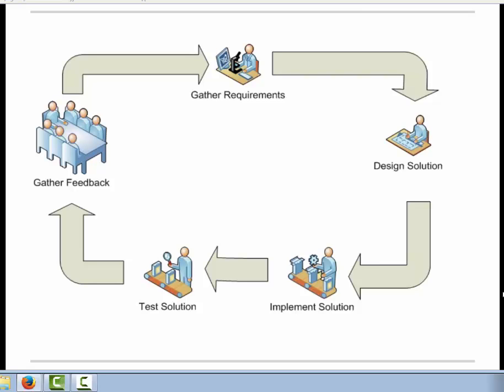This is a cycle, a continuously repeating cycle, where systems are built a piece at a time rather than one monolithic project where we produce one big deliverable at the end. With this, we refine our project as we go, producing small pieces here and there, and we fix bugs early and fix design issues early rather than do it all at the end.